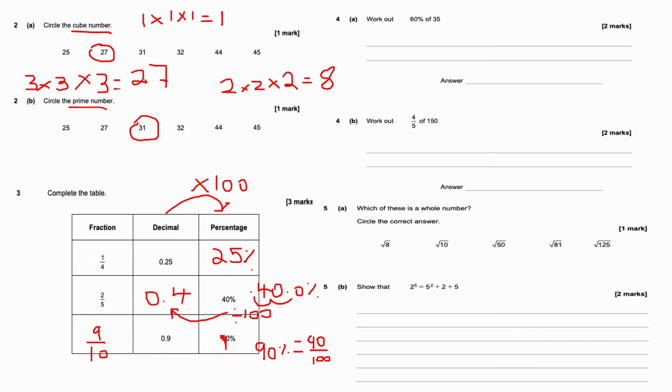Question number 4, part A, work out 60% of 35. Well, to work out that, I'm going to work out what 10% is. So 10% of any quantity means divide it by 10. So 35 divided by 10 is 3.5. So you hop the decimal point in. Again, imagine it's 35.0, you move the decimal point 1 place to the left.